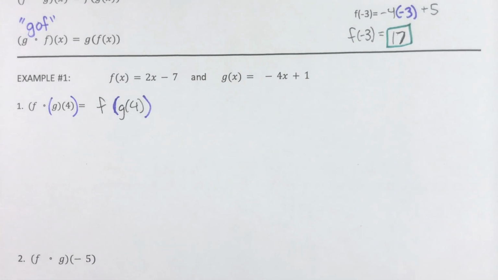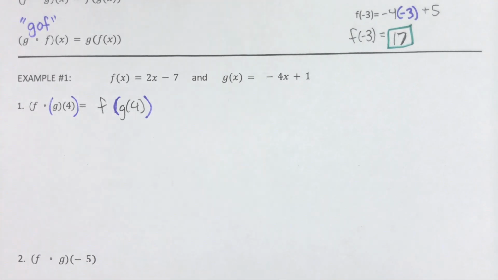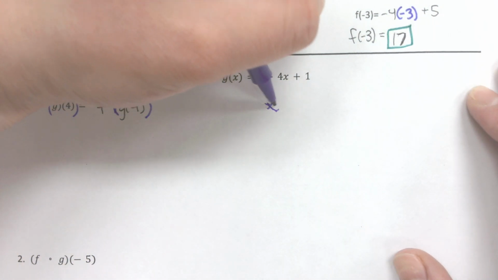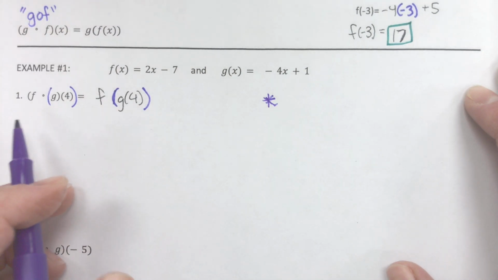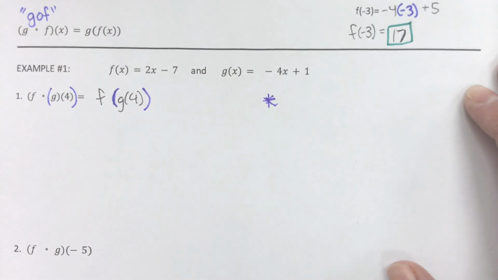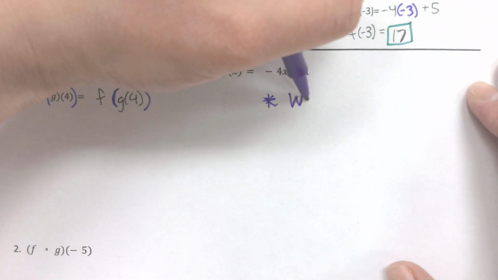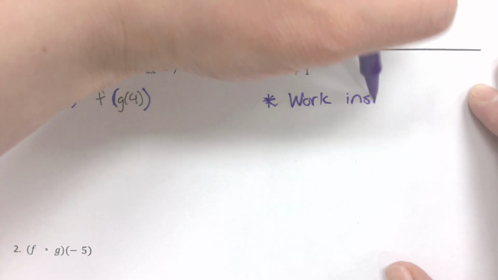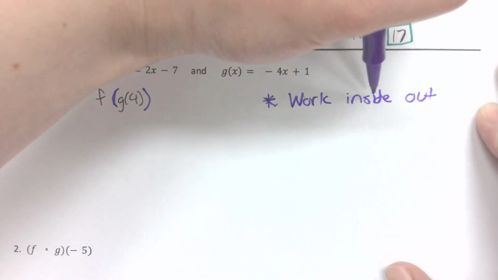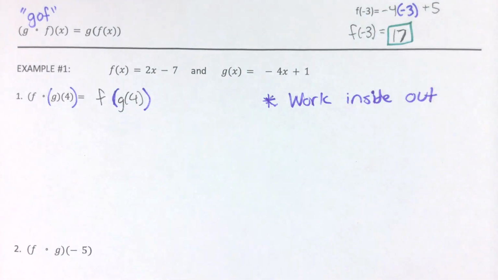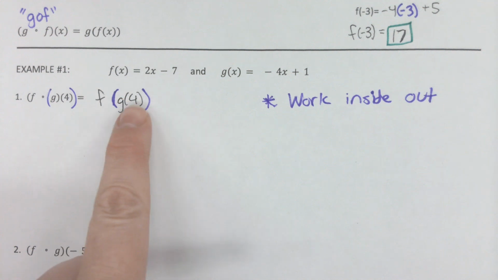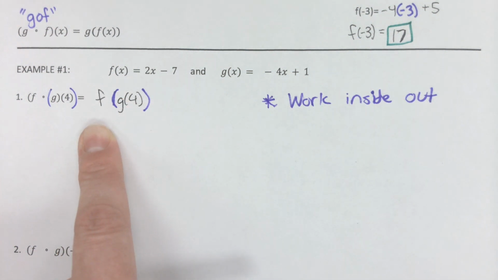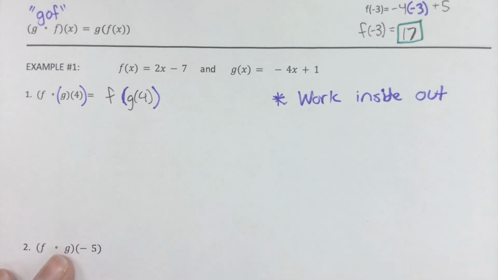Since this is the first problem, I'm going to make a short list of steps over here just to explain what I'm doing. I'll only do that for the first problem. When we do these, the process is we work inside out. What that means is we do the inside function first, and then we do the outside function second. So let's start with that inside function.